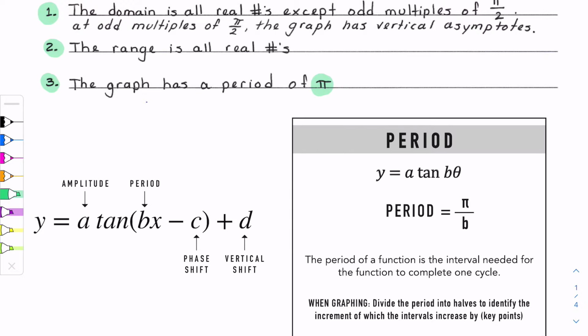Looking at our parent function, we have the same general form. We have a times tangent of b times x, or times theta, either way, I usually write theta, minus c, and then plus d, with a as your amplitude, b as your period, c and b as your phase shift, and d as your vertical shift. The only thing that's different from anything that we've been doing with sine or cosine is that the period for tangent is just pi over b. It is not 2 pi over b. That is the only difference.